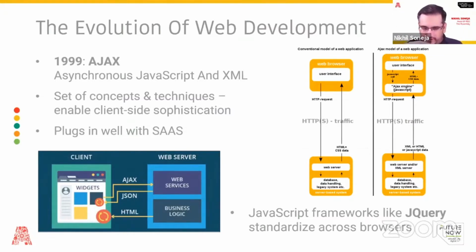That small bit of the thing, which is just the drop-down list, would do some work in the background, communicate with the server, fill up the data, and then do that. So that allowed for a lot of data handling that was easier. And you can see JSON is an important thing to note here.